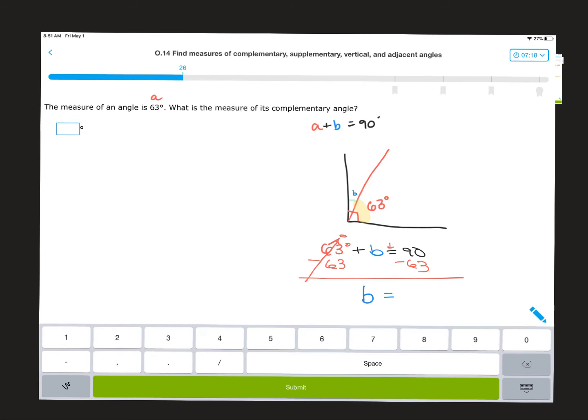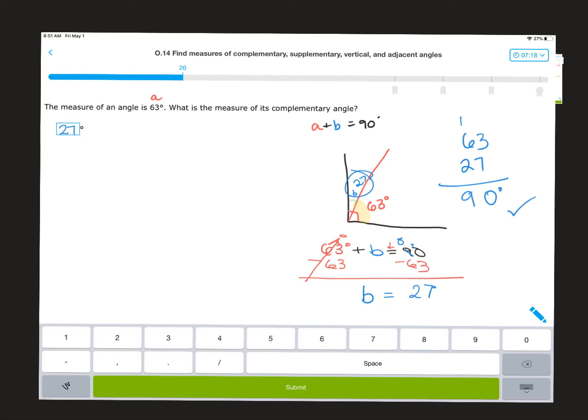So here we go. You can't take away from 0, so you got to borrow. 10 minus 3 is 7. 8 minus 6 is 2. So this is 27 degrees. And could you check your math? You certainly can. 63 plus 27. Okay, so 3 and 7 is 10. Carry your 1, and this is 90 degrees. Check.